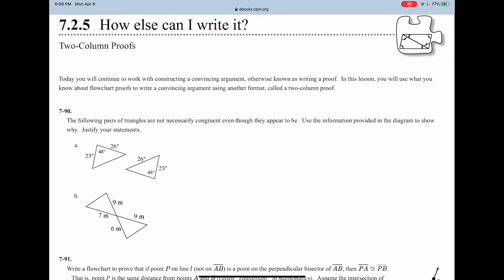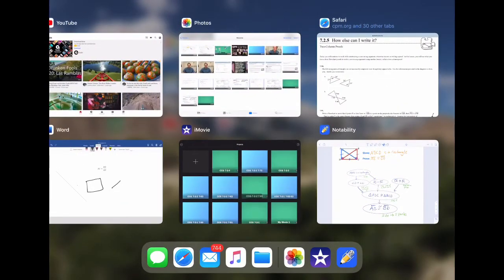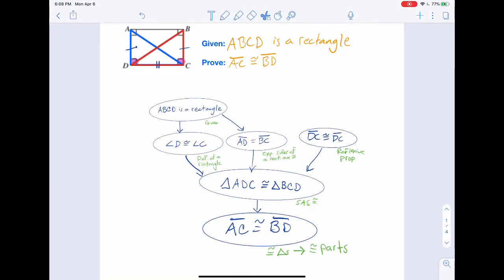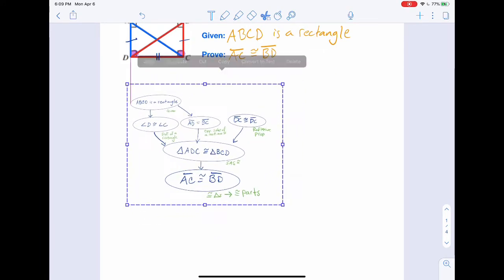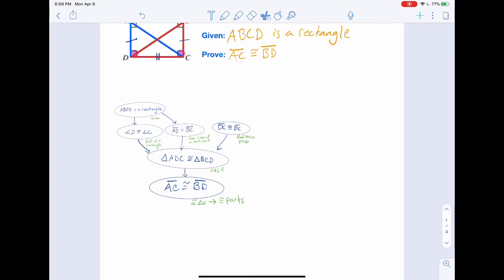I'd like you to take out problem 7-82 from the previous lesson. It looks something like this. So either turn there if you have more room to write around this problem, or if you want to copy that flowchart onto a new page where you have some room to write some additional things. So what we're going to do with this is we're going to take this flowchart and rewrite the exact same argument, but just in a different format called a two-column proof. So first, title this as what it is, a flowchart.